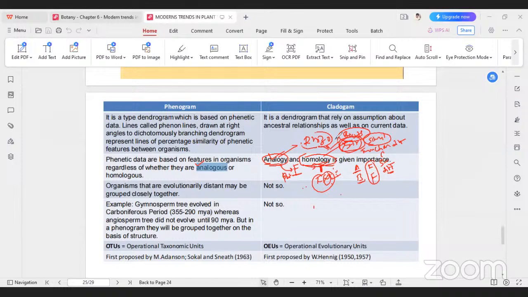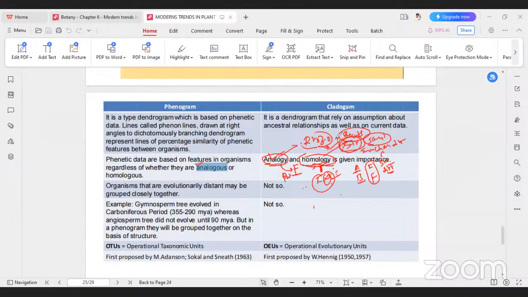Tendril function, not for protection. That's it. If you take the mouth parts of cockroach and honeybee, the internal structure is the same, and the forelimb of man is also the same, but their functions are all different. Functional variations are there.